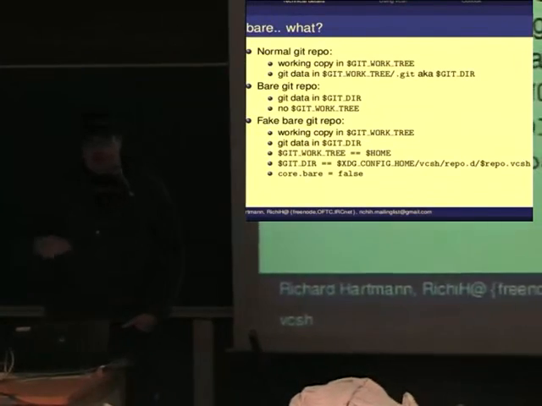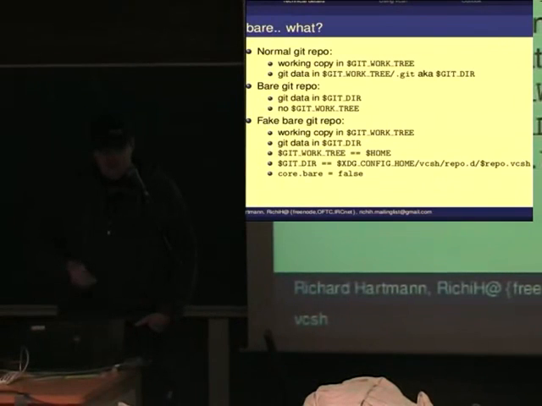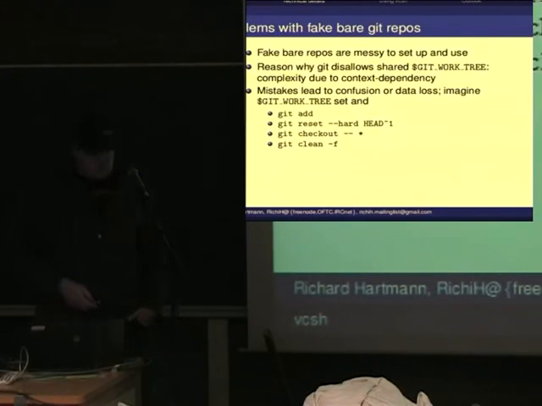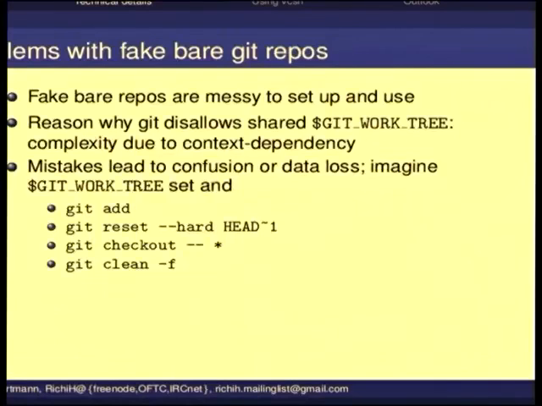Bare repositories, what you have on servers where you want to push to, do not have any work tree at all, but they do have their data repository. So you have basically a mix of these two. You do have your work tree, but you can tell Git, okay, put your work tree somewhere else. And you also tell it the git dir where you keep your data is also in a different location. I think I need to speed up. Yeah, so problems with this. It's really messy to set up fake bare Git repositories, and also your head hurts.